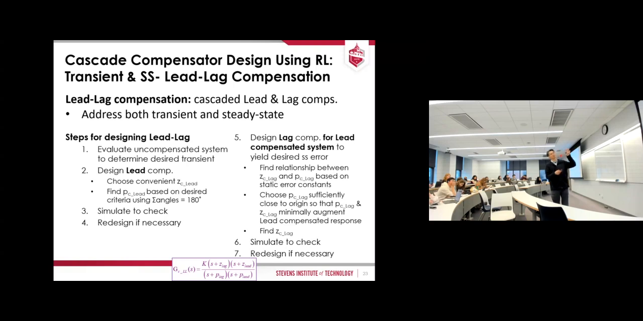Based on the response and design point, everything is established for the lead compensation. First, you find the relationship between Z and P based on the static error constant. You remember that we did last Tuesday. Then you choose PC lag sufficiently close to the origin. So that this pole and zero minimally augment the lead-compensated response close to the origin. Then you find Z, okay? So that's how you do the lead-lag.